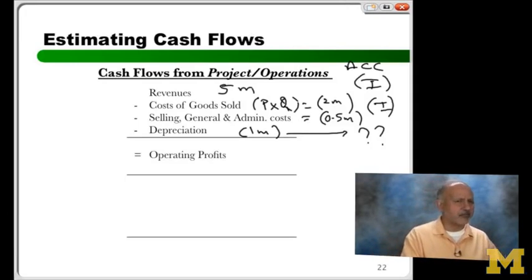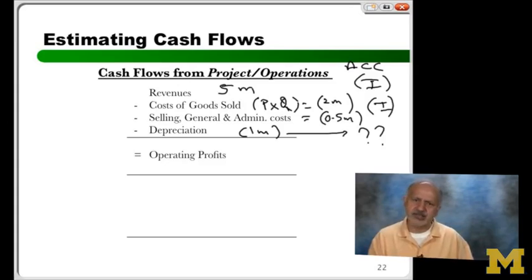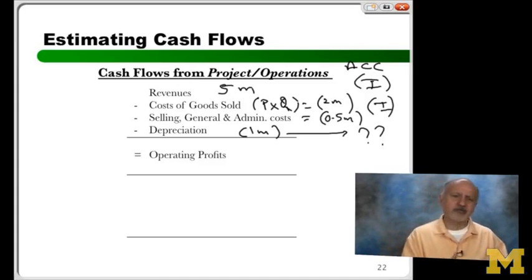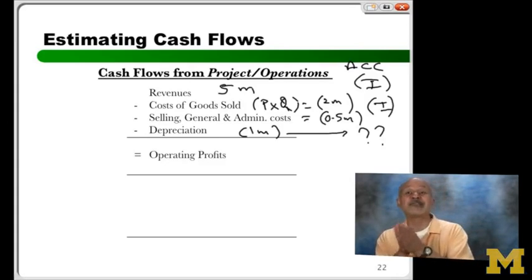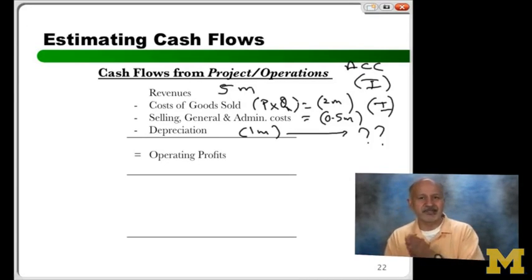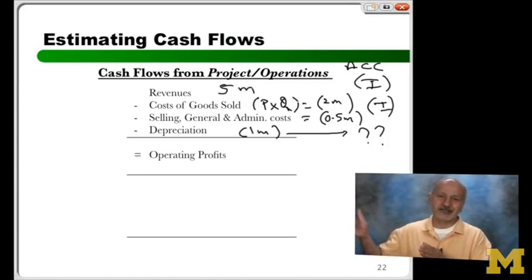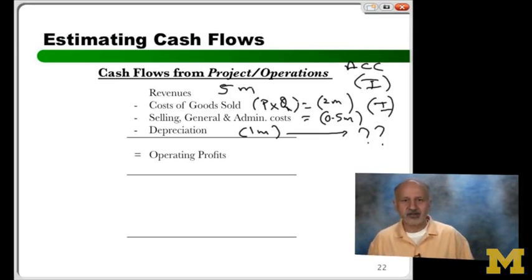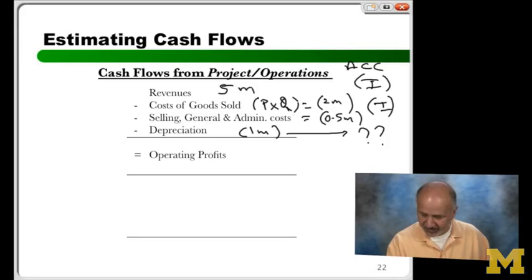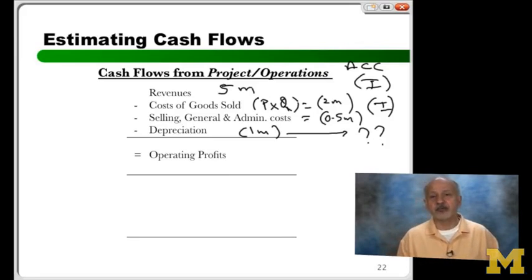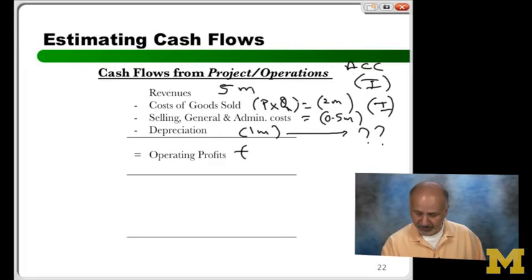Then you have to bring up depreciation. That is, the value of all fixed machines and so on that you've used for this specific year. Remember, this is year one, and you'll do a similar analysis for year two and so on. So what's left is operating profits. So what are my operating profits? 5 minus 2 is 3, minus 0.5 is what? 2.5, minus 0.1 is what? Plus 1.5 million.